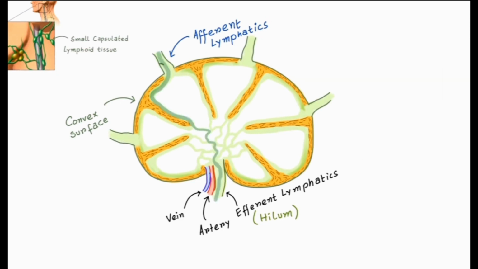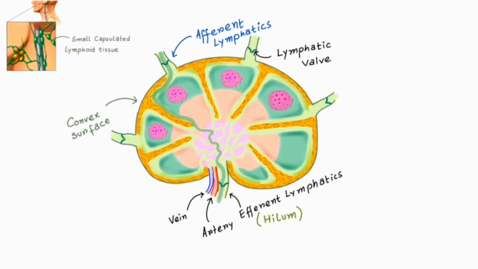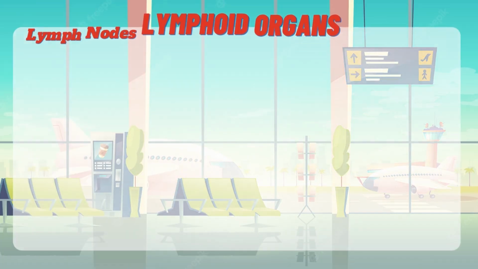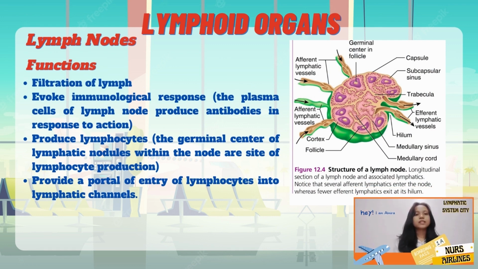Note that there are valves present in every vessel. Their role is to make the flow only one way, which is towards the heart. Ultimately, if you may notice, the afferent vessels outnumber the efferent vessels. This makes the flow of lymph slow, allowing time for lymphocytes and macrophages to perform their protective functions. Speaking of functions, let's now move forward to the functions of lymph nodes.